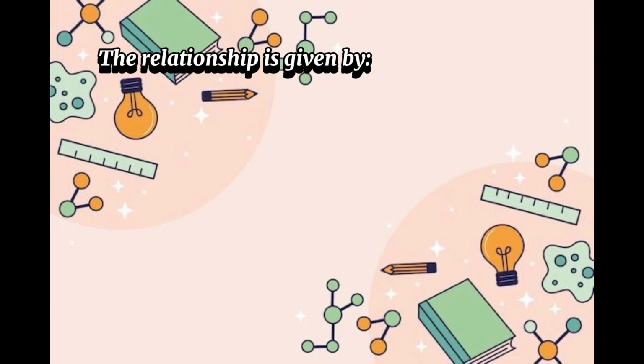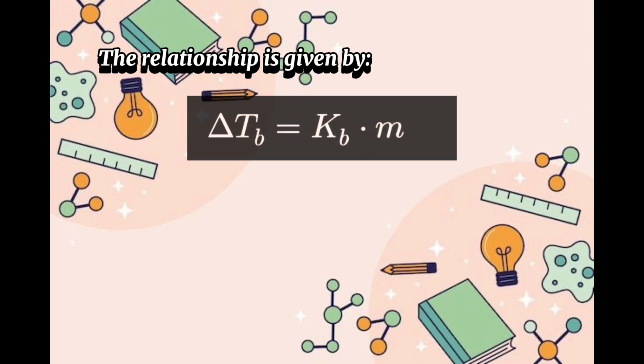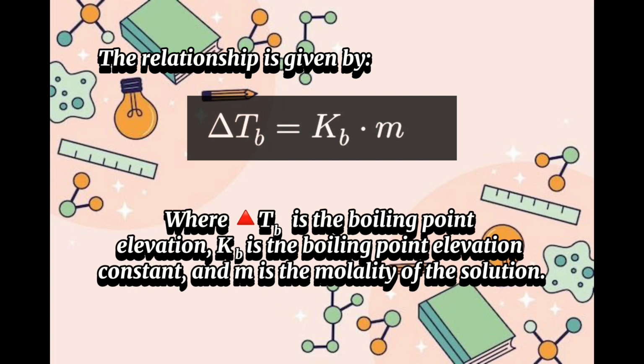The relationship is given by ΔT_b = K_b × m, where ΔT_b is the boiling point elevation, K_b is the boiling point elevation constant, and m is the molality of the solution.